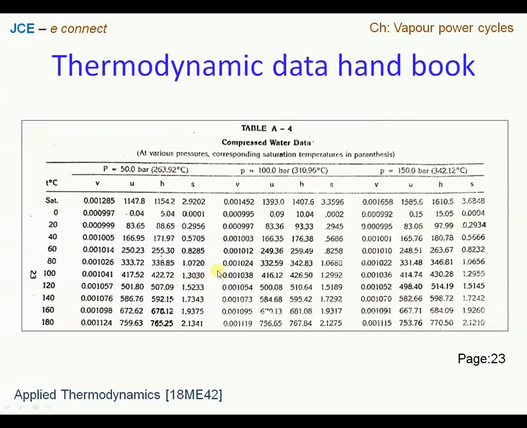So this is about the steam, where we have seen pressure basis saturated steam data, and then we have seen temperature entry basis saturated steam data, then superheated data, and then the compressed liquid data tables. We have seen all these: A1, A2, A3 and A4.